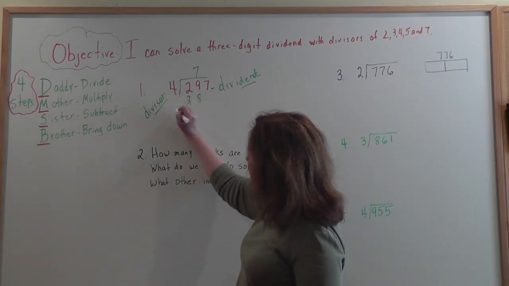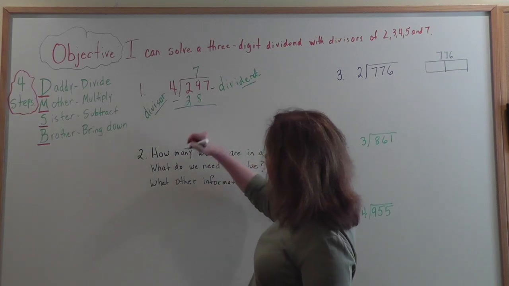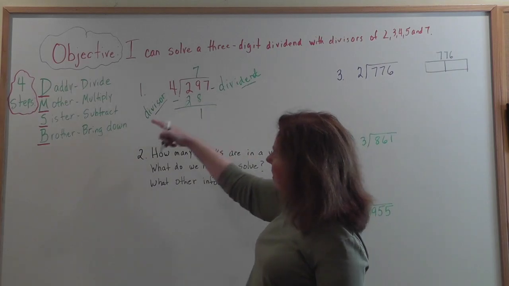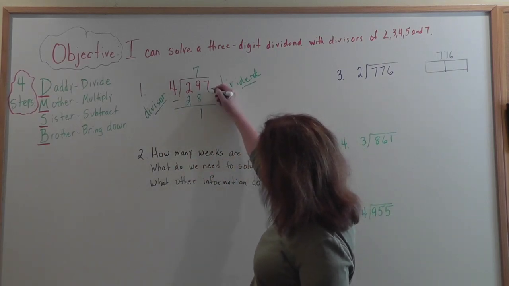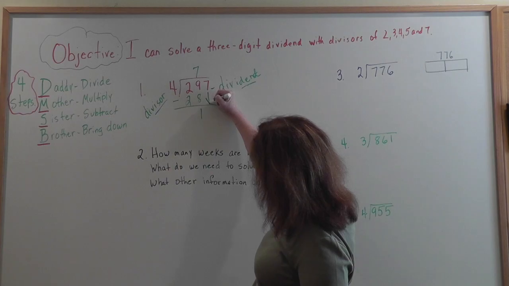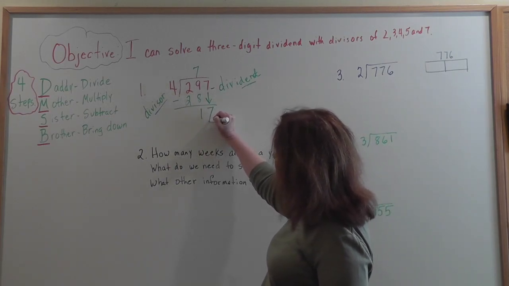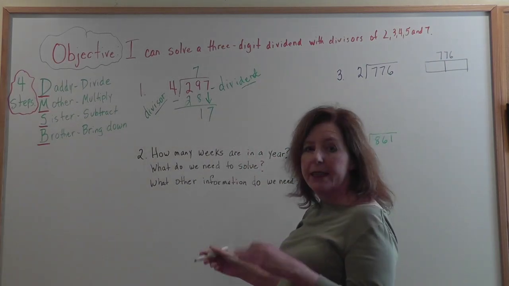Now my next step is subtract. 9 minus 8 is 1. My next step is to bring down my next number. So I'm going to draw an arrow here and I'm going to bring down the 7. Now I'll start the steps all over again.